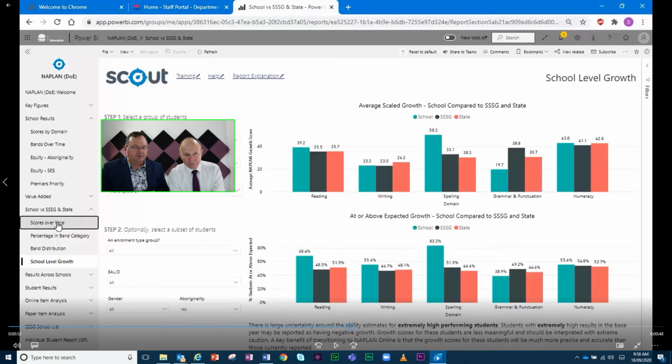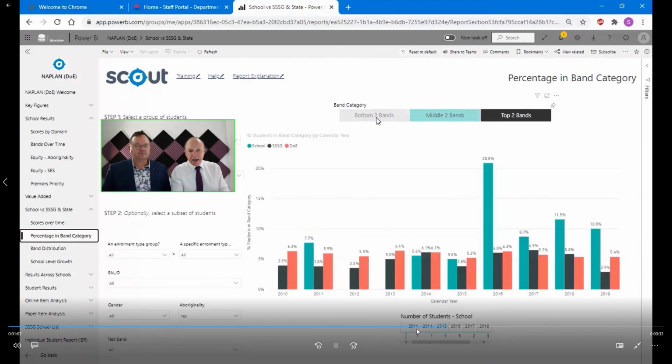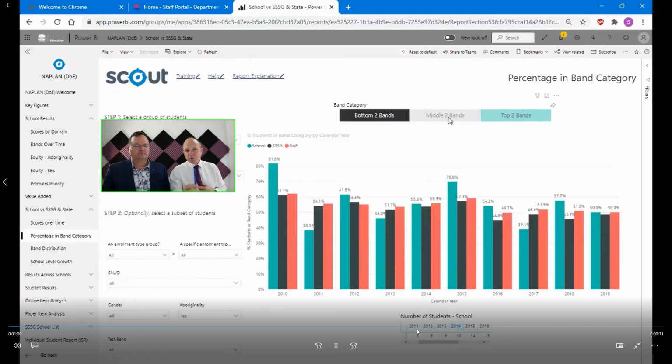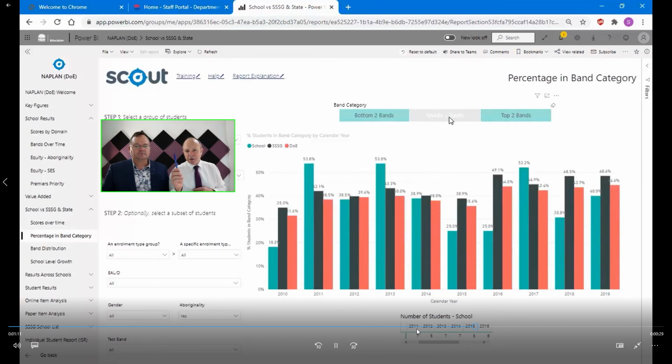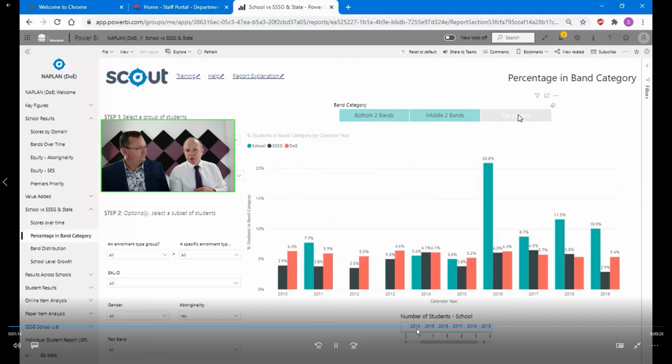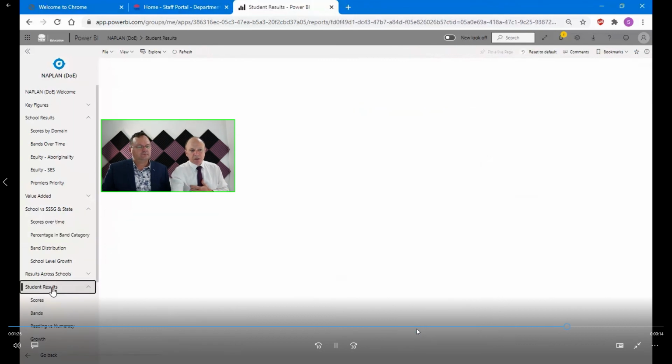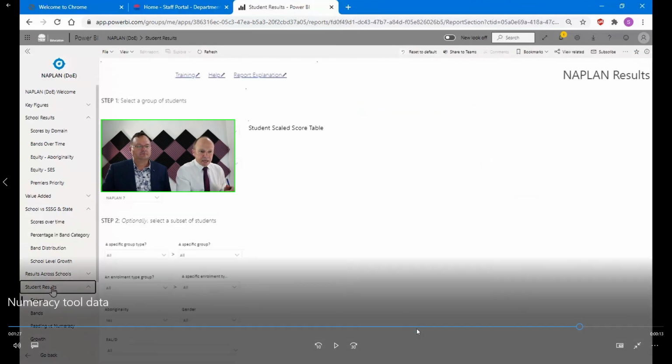And we do one more trick. We go back to a base year that's been established to ensure consistency of comparison over years. We're going to look at percentages in bands. So this view, you can flick between the bottom two, the middle two, and the top two bands, remembering you actually want your columns to be lower than similar schools and state in the bottom two bands. You want them to be higher in the top two bands. And again, as with all of these measures, you can slice by SES or by Aboriginality and so on.